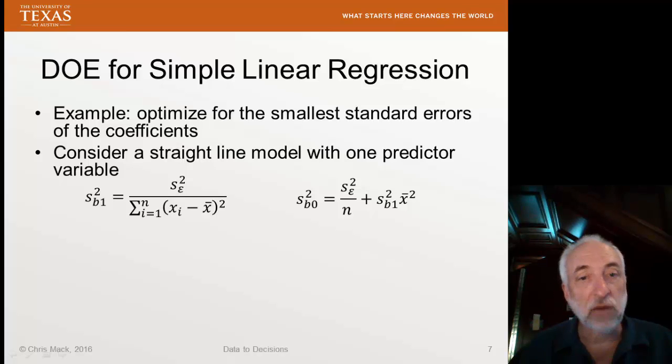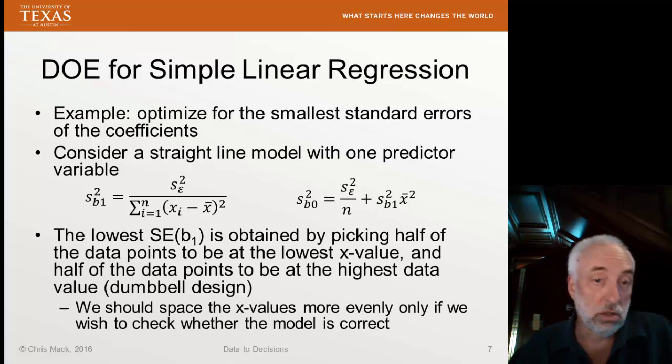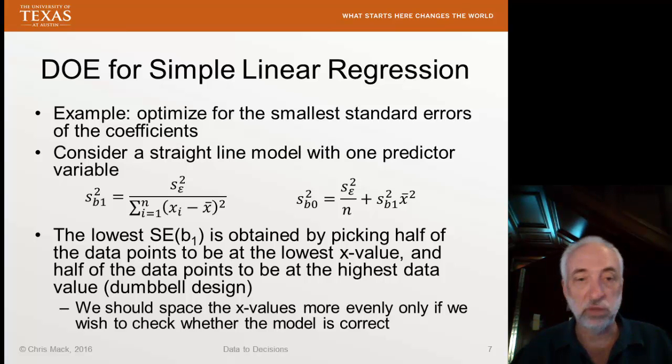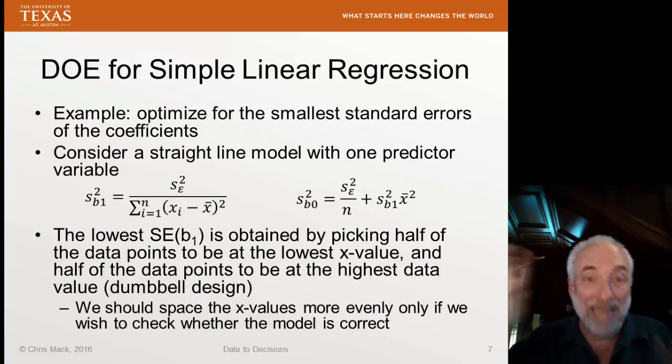So how do I do that? How can I make this quantity as big as possible? I want these xi's to be as far away from the mean as possible. That's what makes the denominator large, and therefore the standard error of the slope small. So I think you could logically think about it and realize that if I picked half of my data points at the lowest x value that I want to explore, and the other half of the data points at the highest x value that I want to explore, then I will get the minimum standard error of the slope. We call this a dumbbell design. All the data points are clumped at the two ends of the range.